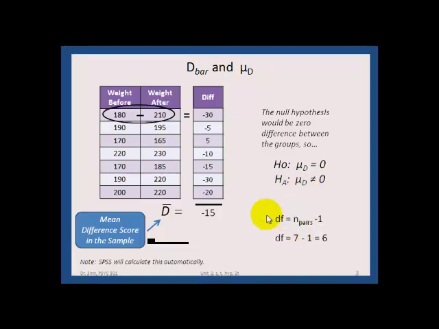One other note, the degrees of freedom, it's still n minus 1, but since people are paired now, it's the number of participants in just one group, or the number of pairs minus 1. So in this case, 7 minus 1 is 6.